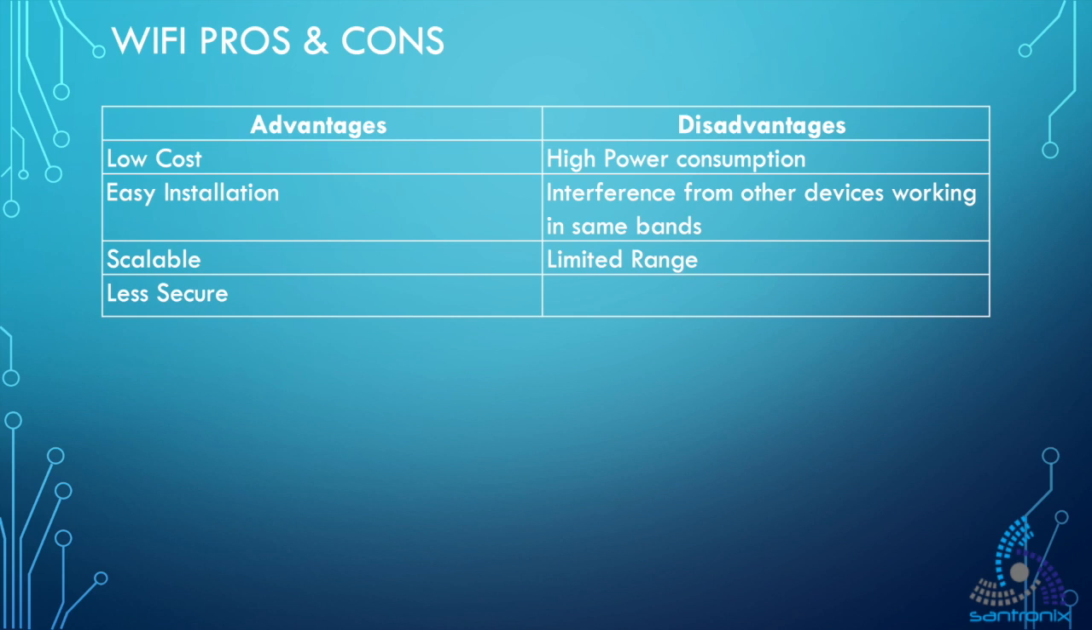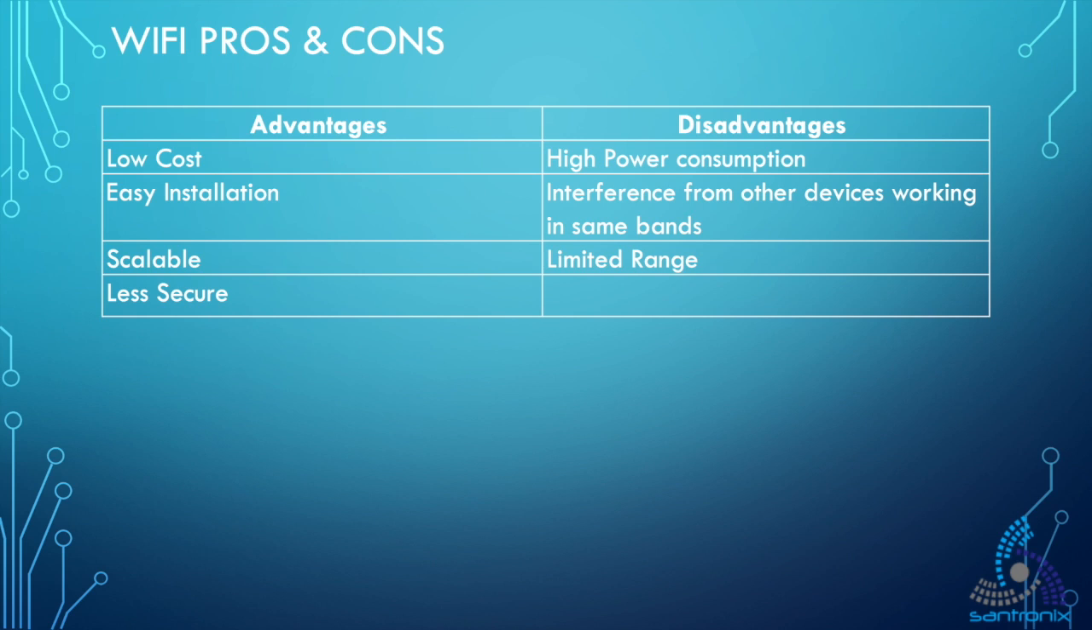If you compare Wi-Fi against ZigBee or BLE, it consumes a lot of power. Which means that you need to charge those devices very often, or you need to have sensors or IoT devices which are plugged or hooked to a power source permanently. Again, there is interference from other devices, because it works on 2.4 gigahertz primarily, and there is a limited range.